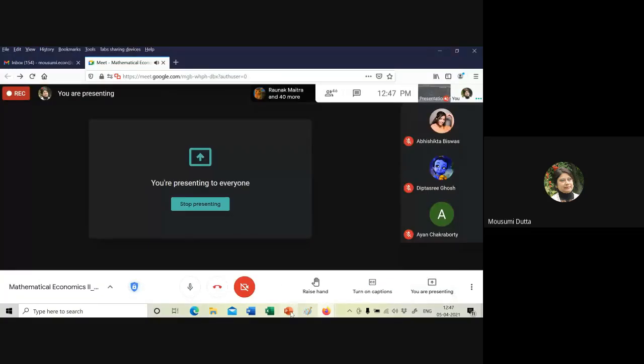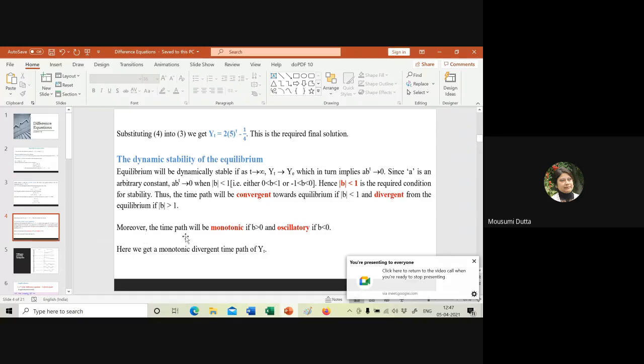So coming back to our slide, the time path will be monotonic if b is positive. The time path will be oscillatory if b is negative. In our example, we get a monotonic divergent time path of Yt. Why divergent? Because mod b is greater than 1. Why monotonic? Because b is positive, 5.